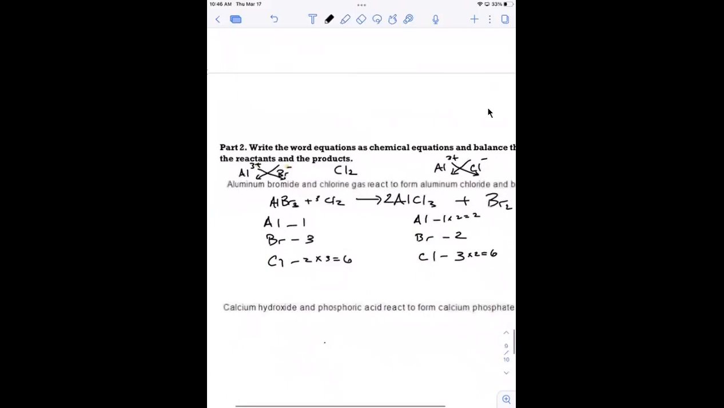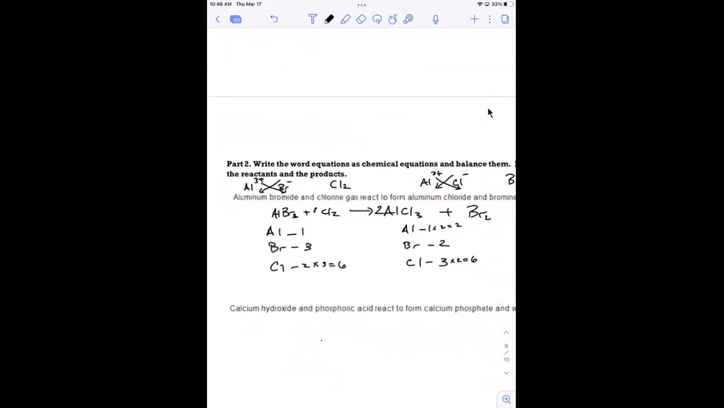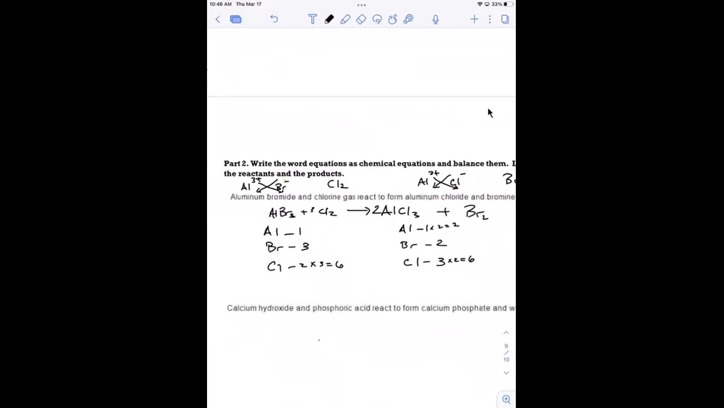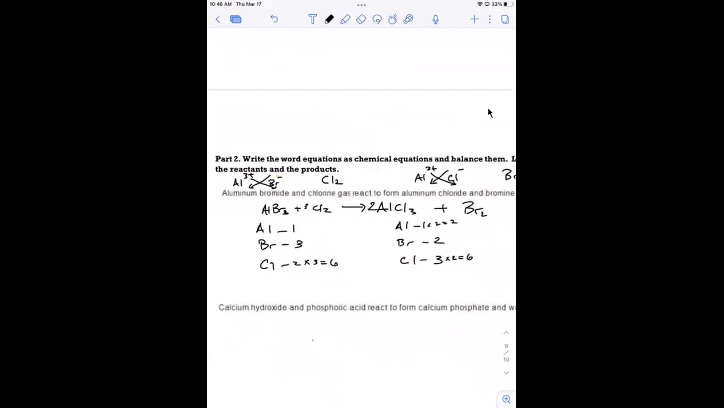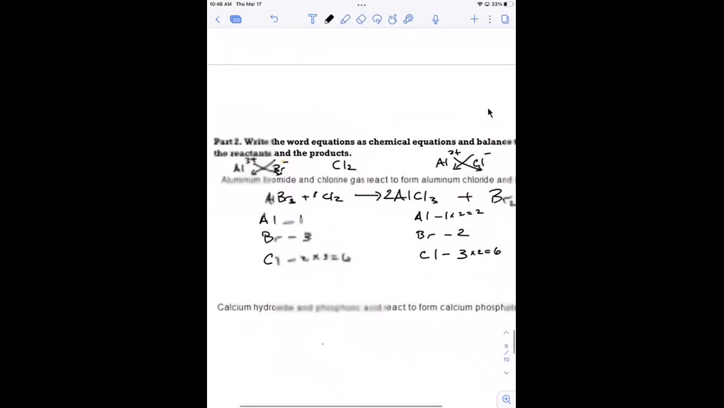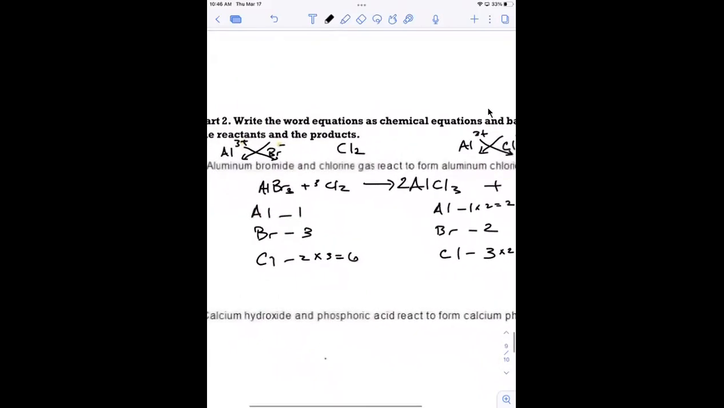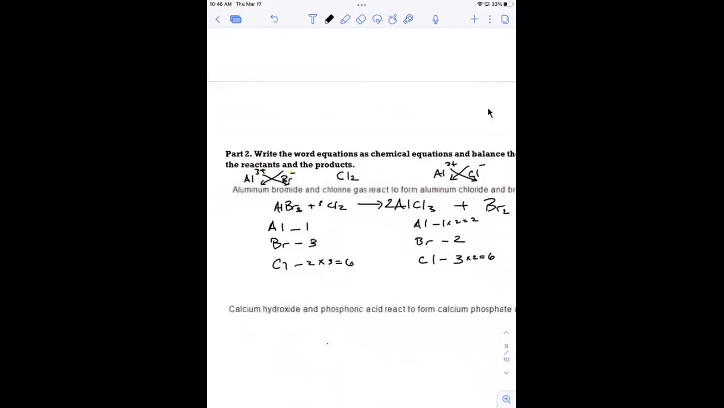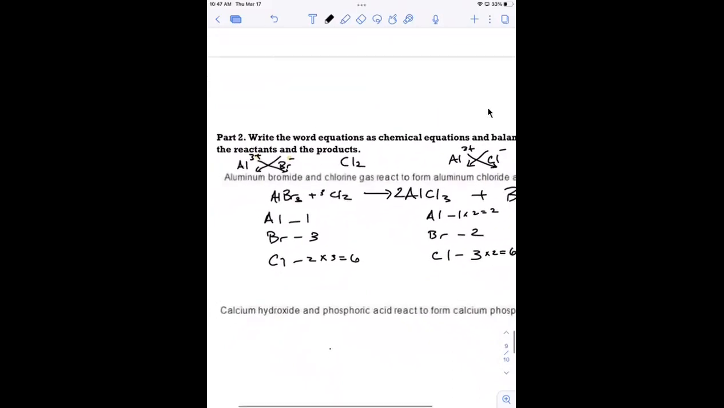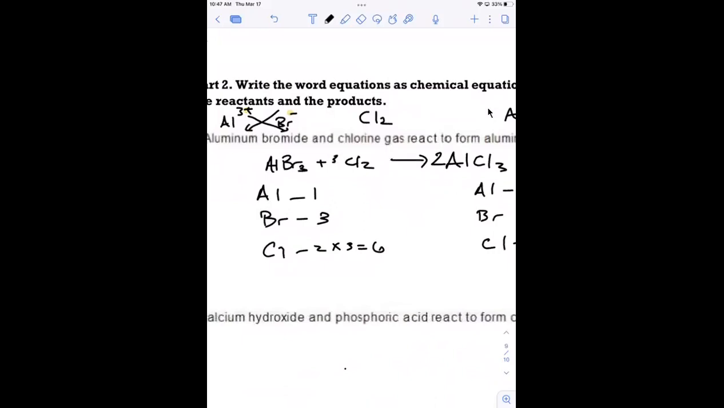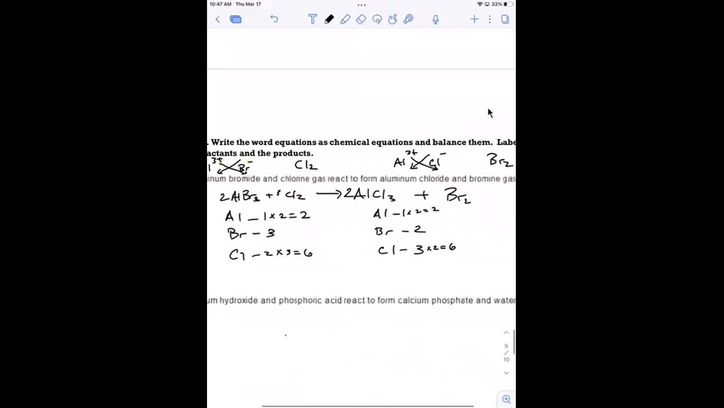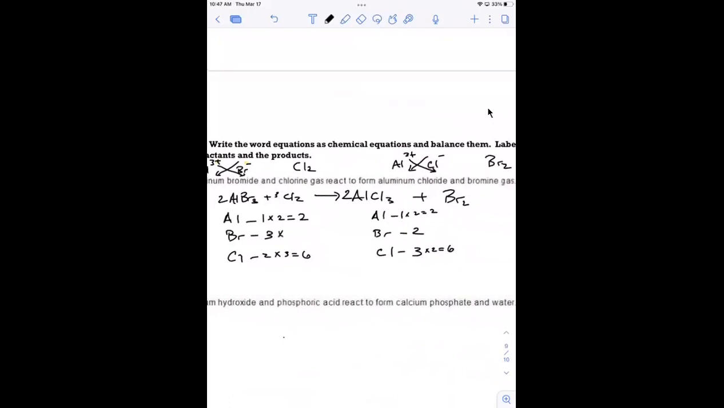All right. Now I need to balance the bromines. Or actually, let's just balance the aluminums, and then that way we'll touch bromine as well. And we can figure out what to do with that Br2. So we got 2 aluminums on the other side. So we're going to put a 2 here. All right, so that's going to be that times 2. And that's also going to increase the number of bromines to 6.